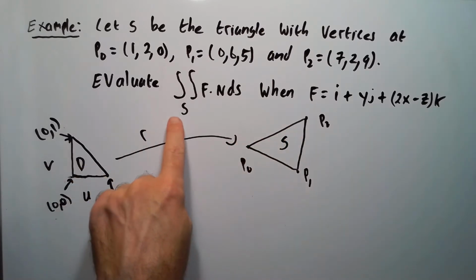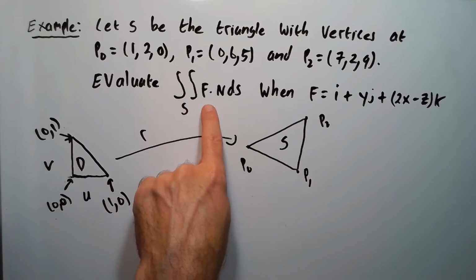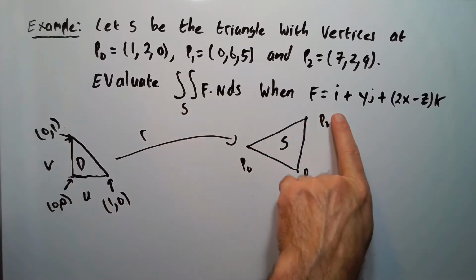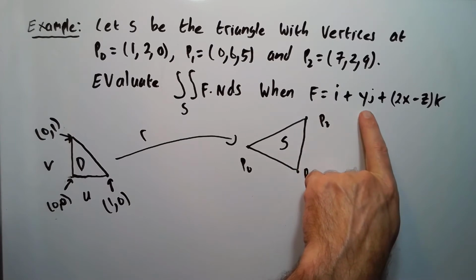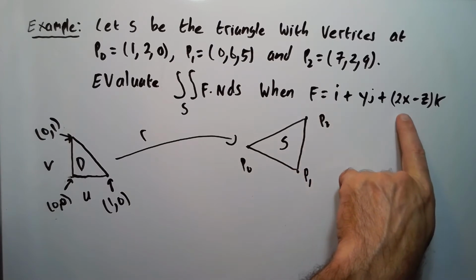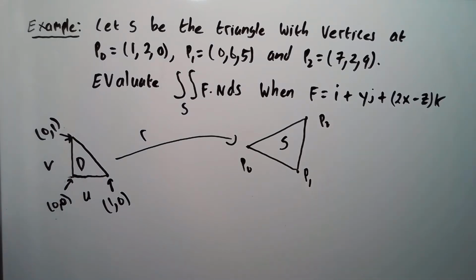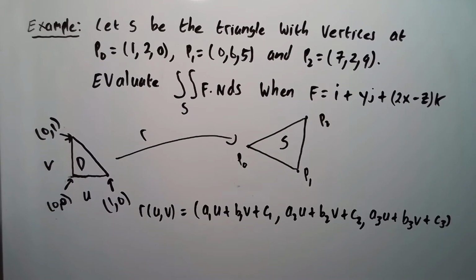And it wants us to evaluate the surface integral over our vector field, where the vector field is 1i, yj, (2x minus z)k. So to do this, we're going to transform our triangle into a right triangle. So we're going to find a mapping that does that. It's going to be an affine transformation. So let me write it down here. So our affine transformation would look like this.